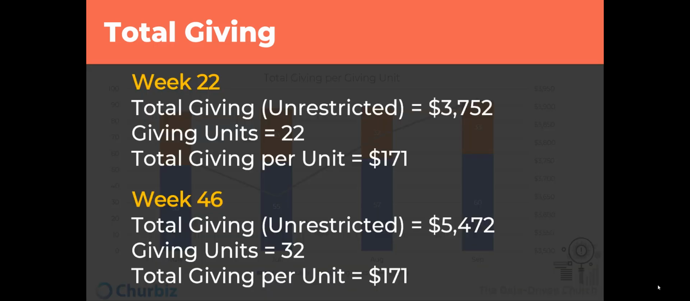This metric can also be used as a tool for projecting giving during future time periods. For example, if giving units were increased by 10 over the next few months in this case, you could forecast that the total unrestricted giving would go up by $1,720. This can make a big impact on the church's finances, allowing it to increase its ministry reach.